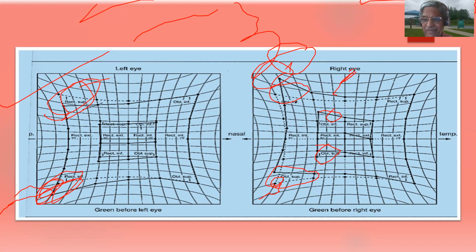That's why I told you, Hess chart, everything depends upon your Hering's and Sherrington's law. Hope you understood this point. Next slide also I will show you. Here also you can see now here. What's happening here? Can you see here?